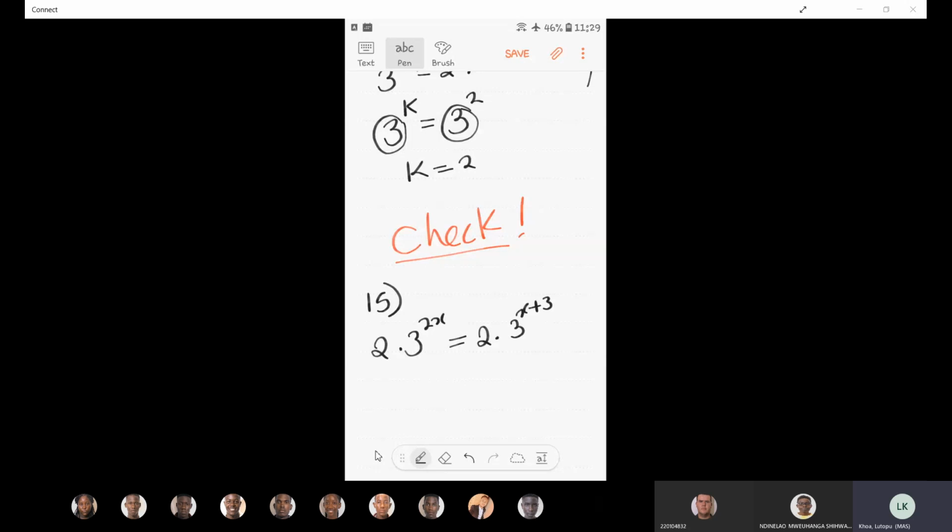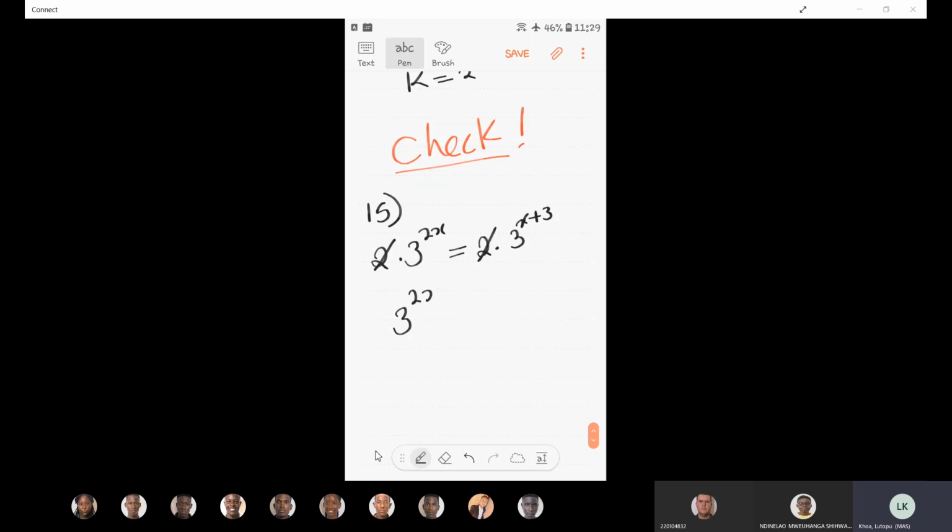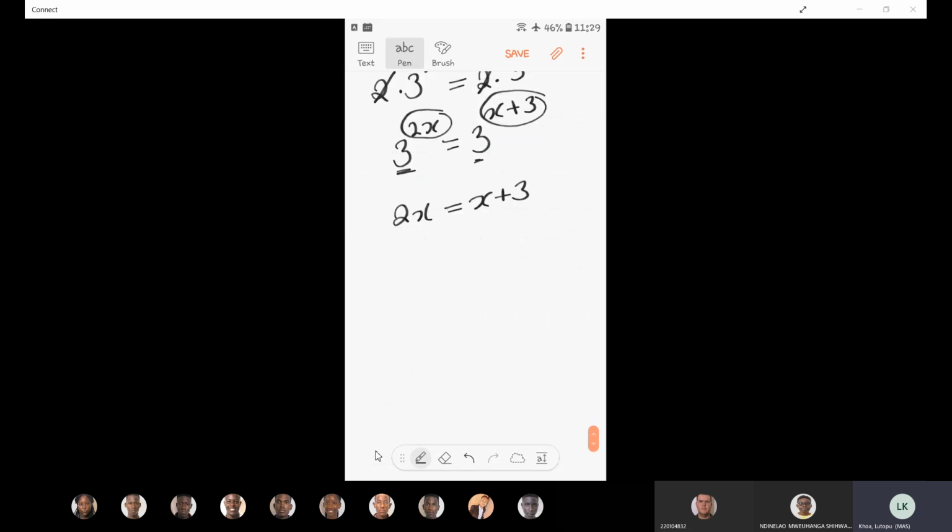Okay, so here we will do the same thing. I can divide both sides by 2. So these 2 will cancel when I divide by 2. Then I have 3 to the power of 2x equal to 3 to the power of x plus 3. Now my bases are the same, so it means that the exponents are also the same. So I have 2x is equal to x plus 3, and collect all the terms with x on one side. So I have 2x minus x. This is equal to 3. Yes.